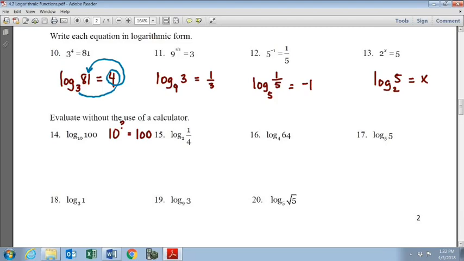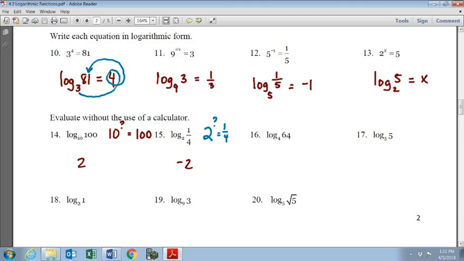So our base is 10. We want to know what exponent do we put on a base of 10 to get 100. And of course that would be 2. So this logarithm, which represents an exponent, it represents the exponent 2. So when I look at number 15, I want to know what exponent do you put on a base of 2 to get 1/4? Well, I know 2 squared is 4, so I know 2 to the negative 2 will be 1/4, so it's going to be negative 2. So again, in my mind, I'm saying, okay, 2 to the what power is 1/4?